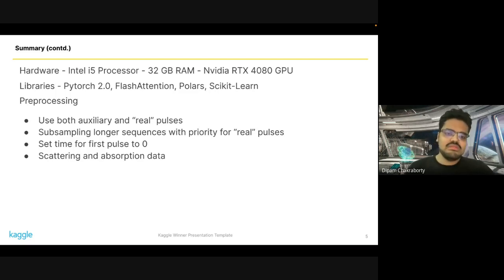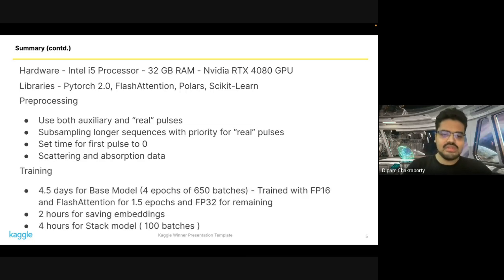And yeah, one thing that made sense is, I think Philip had also mentioned that we don't want to use the absolute time, we want to use the relative time for the pulses. And so I subtracted the first pulse's time from the entire sequence to set it to 0. And I also included scattering and absorption data that was actually shared by the early sharing prize winner, Datasaurus. So even that was quite helpful, and it does improve the score a little bit.